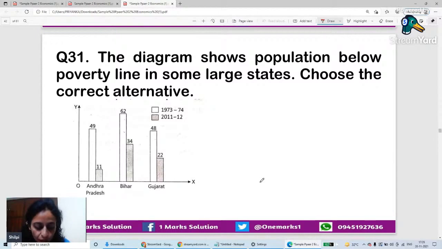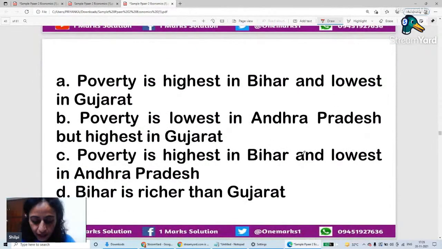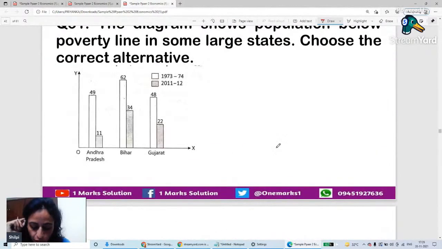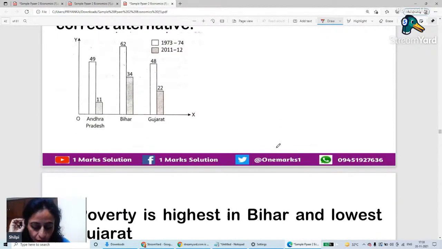Now see, option A says poverty is highest in Bihar and lowest in Gujarat. So you have to see the diagram again, and this is not shown there. Gujarat, it's not like this, that poverty is highest in Bihar and lowest in Gujarat.